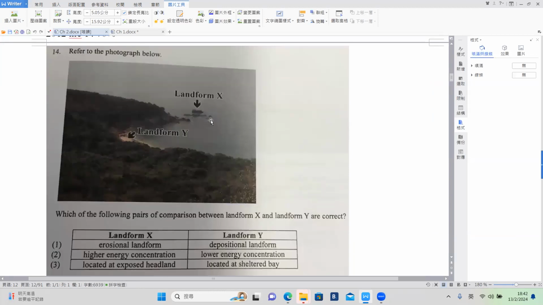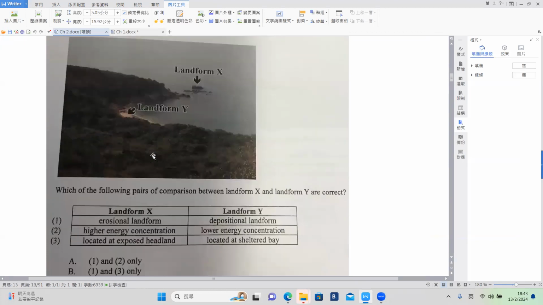Okay, then right here you can see this one is a stack and then this one is a beach, and then X is definitely the erosional landform. Y is definitely the depositional landform. Erosional landform, is it having higher energy concentration? Yes. And then lower concentration for the landform Y also yes. So it makes up the deposition.